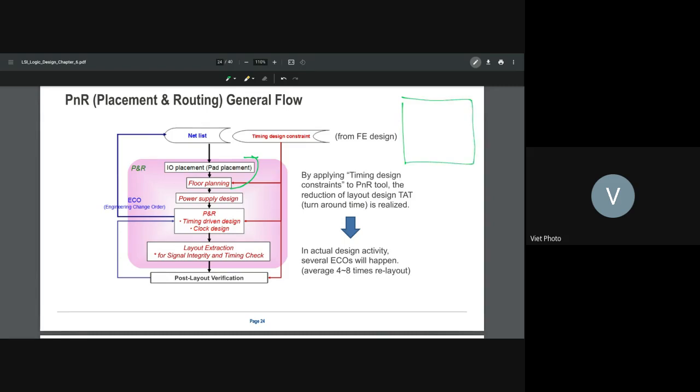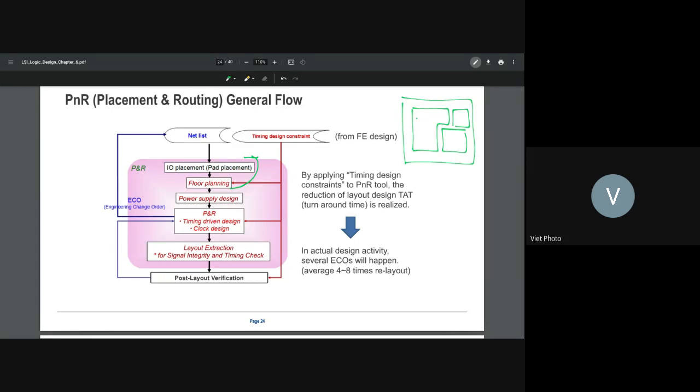Let's say you have two blocks, and you can define that this block has this shape, the other one has this shape, and the other one has this shape. That's the floor planning of the top level. Now at the block level, let's say for this one, it will define the floor plan inside the block.